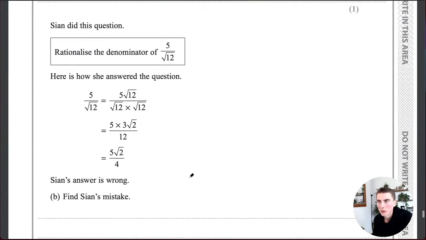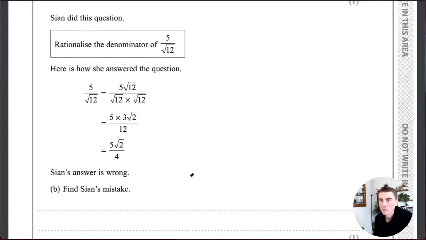Okay, so then this question, same sort of thing. So this time when we rationalize this, again, we're just finding out where the mistake is. We've got 5 over root 12. So this is a bit different because it's not anything plus something. So for this, you just multiply top and bottom by root 12. Which she's done. Looks good. Multiply top and bottom by root 12.